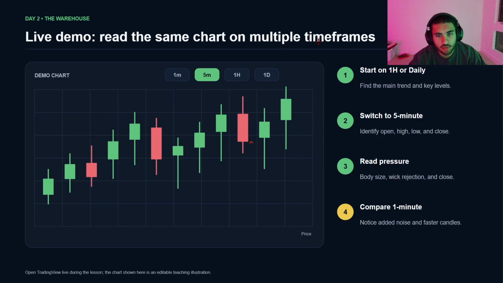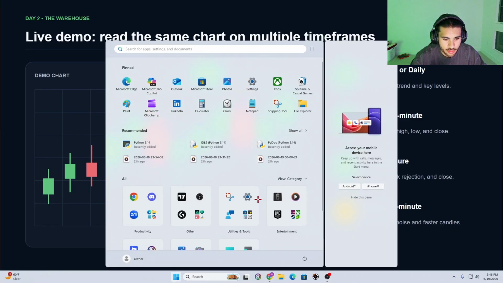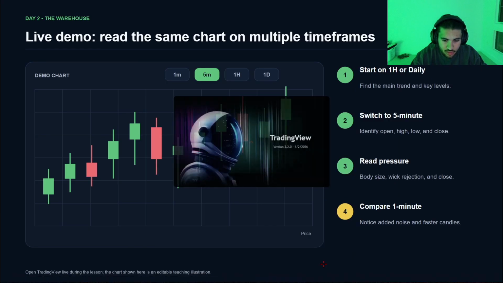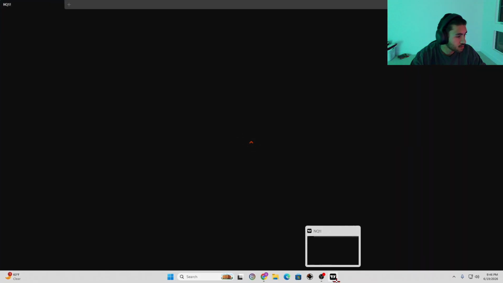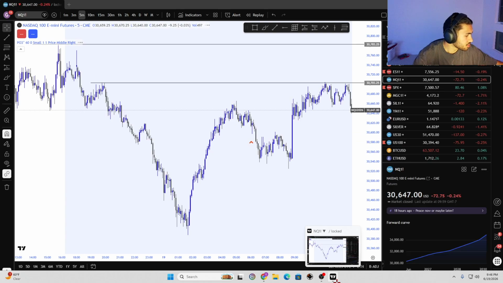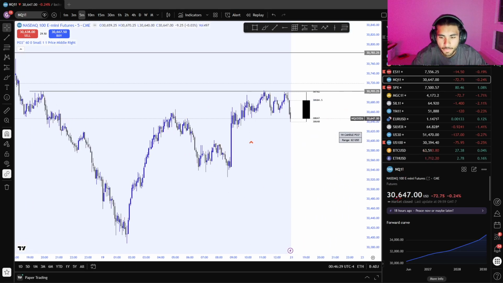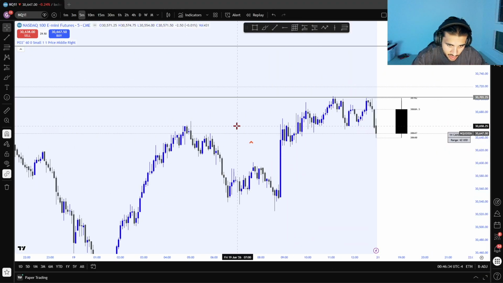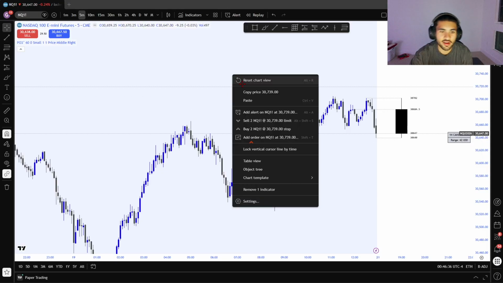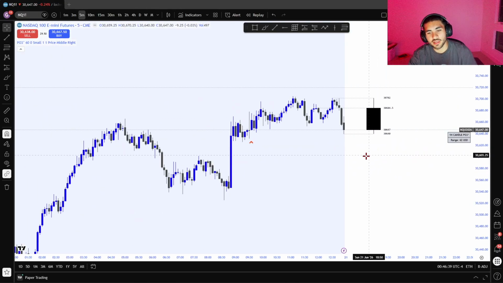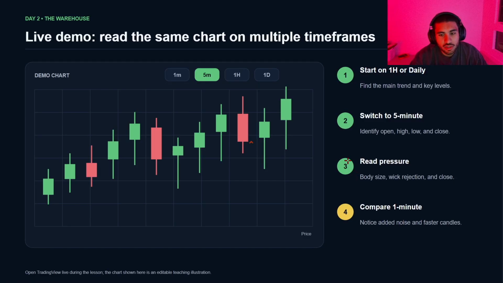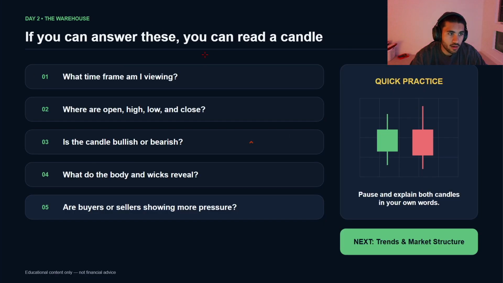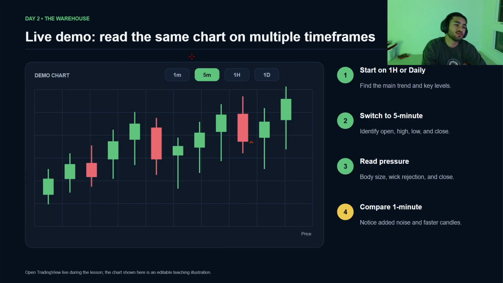Read the same chart on multiple different time frames. Okay, now let's get into the chart. Come on, bro. Finally, let's get into this. Okay, finally. So TradingView. It's been 2 days. Finally, we can hop back on here. Let me show you guys what we need to show you guys, bro.